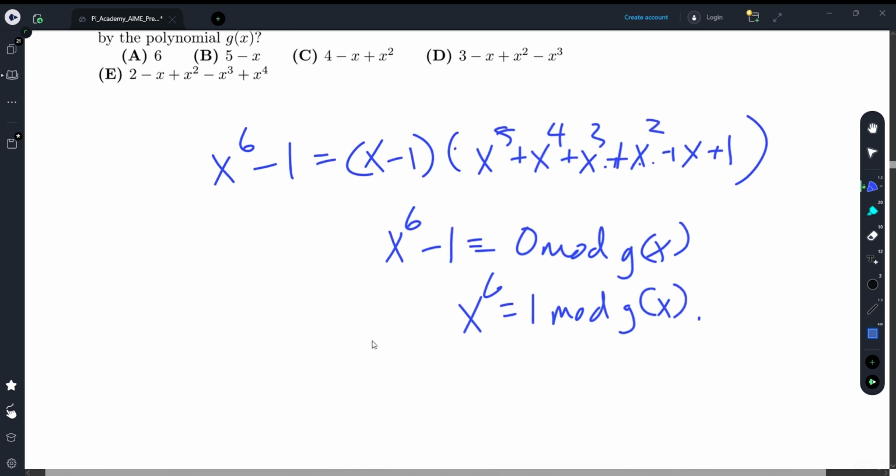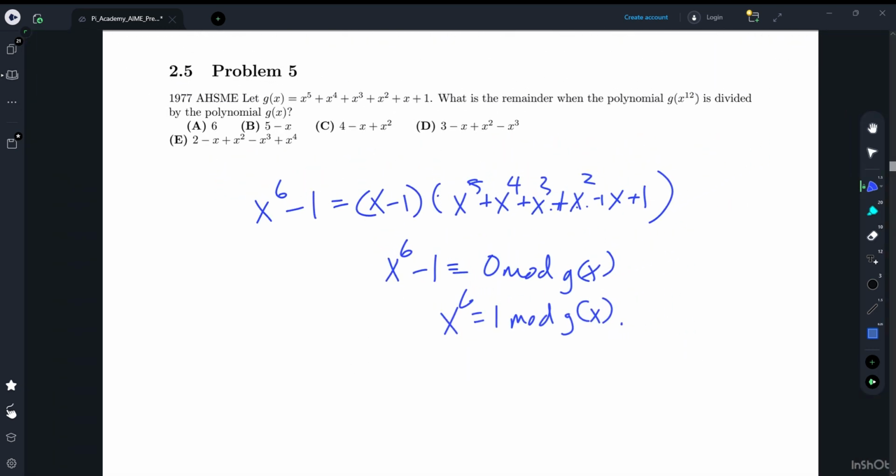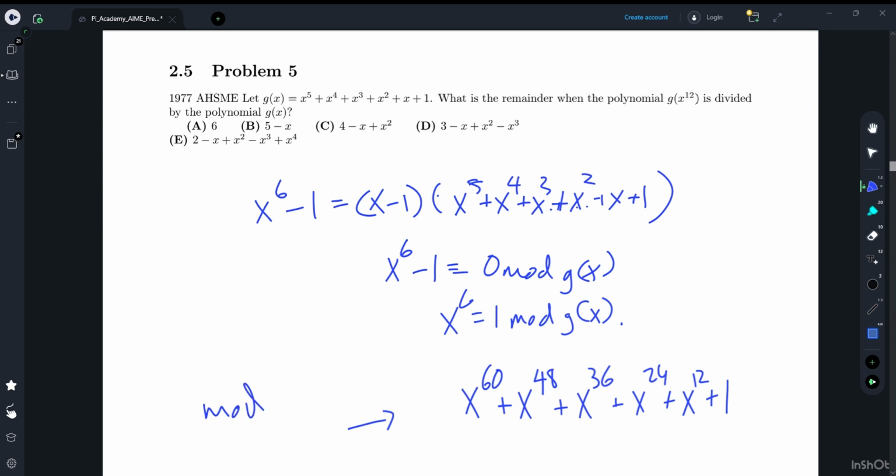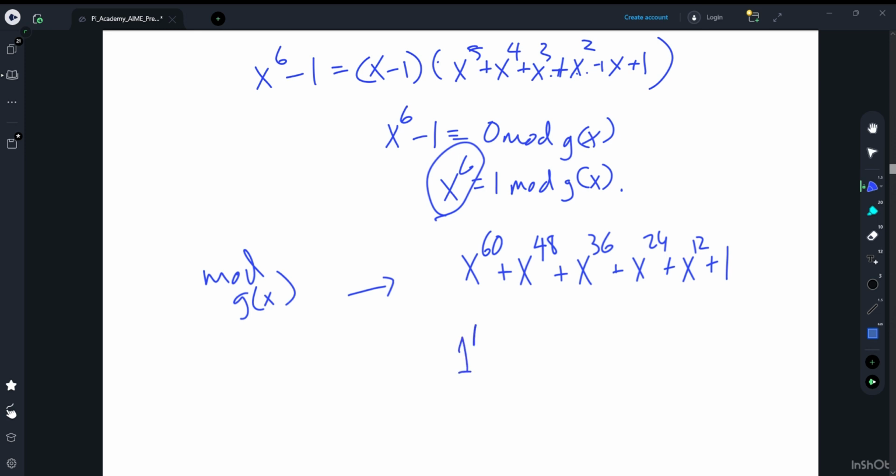So if we plug in x to the 12th, we get x to the 60 plus x to the 48 plus x to the 36 plus x to the 24 plus x to the 12 plus 1. And we want to find this mod g of x. And since x to the 6 is 1 mod g of x, this is just 1 to the 10 plus 1 to the 8th plus 1 to the 6 plus 1 to the 4 plus 1 squared plus 1, or just 6.